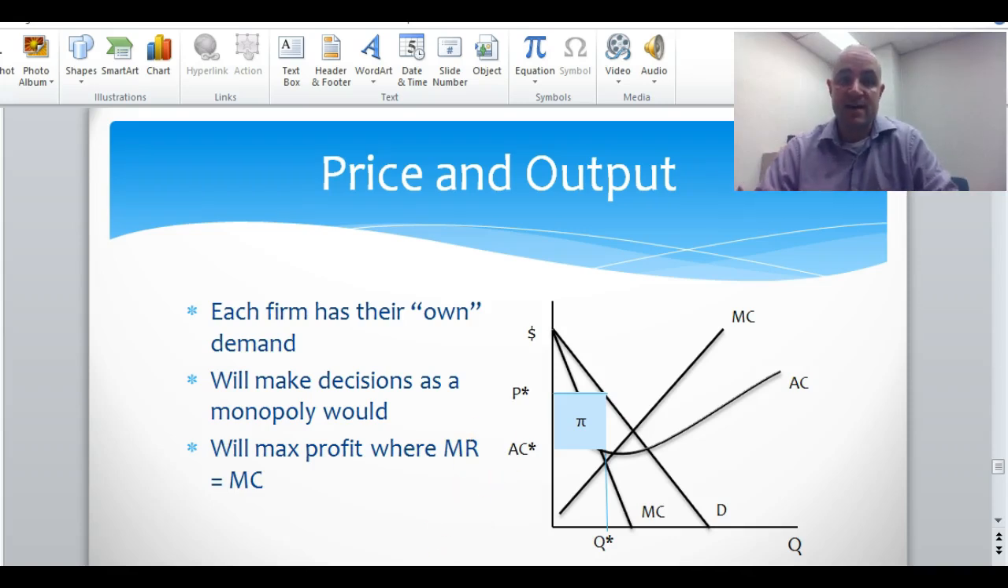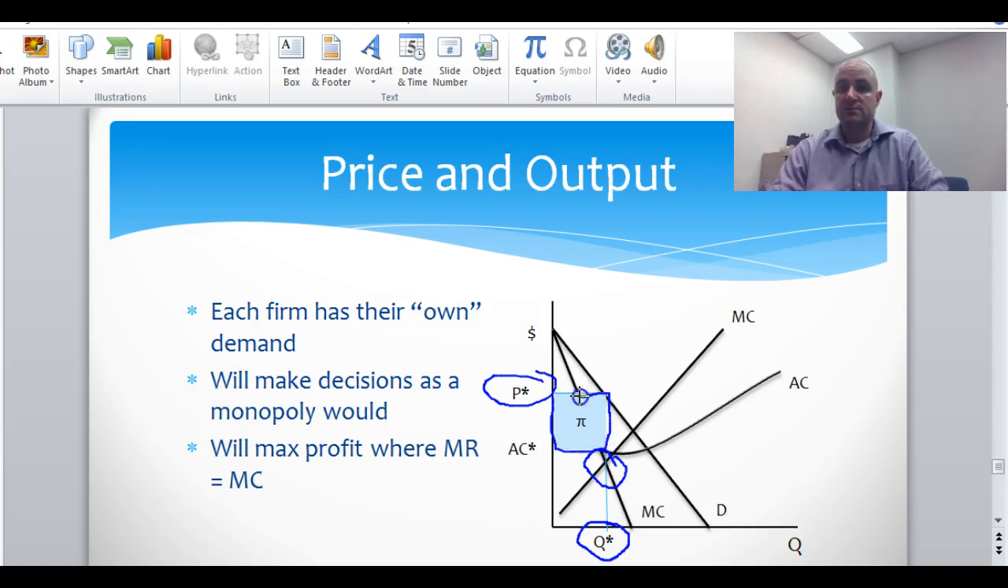And so if we have our example here for this specific firm, just as a monopoly would, they're going to maximize their profit where marginal revenue equals marginal cost. That's going to give the profit maximizing output level. It's going to give the price. You go to where that quantity hits the demand and the average cost. And so you have your output level here.